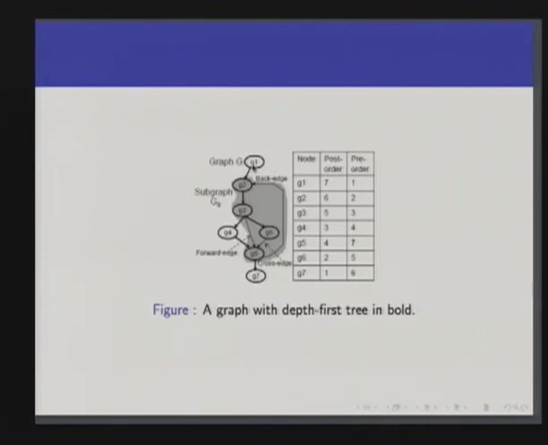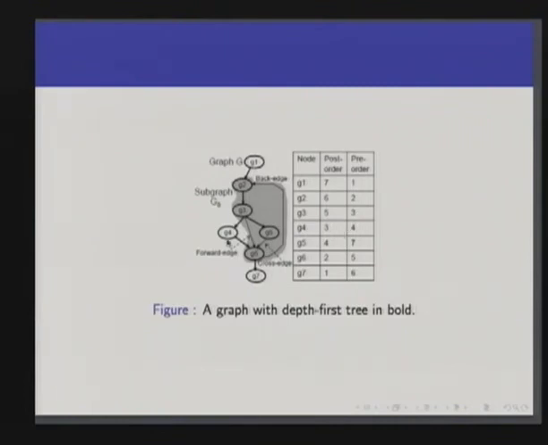So if we assign the pre-order numbers, once you run the depth first search algorithm, it assigns a pre-order number to the vertices of the graph. The pre-order numbers of vertices G1 to G7 are assigned like this. Vertex G1 is assigned pre-order number 1, G2 is assigned number 2, G3 is assigned number 3. So the recursion is going in a depth first manner.